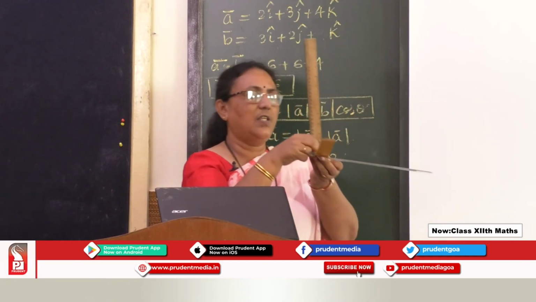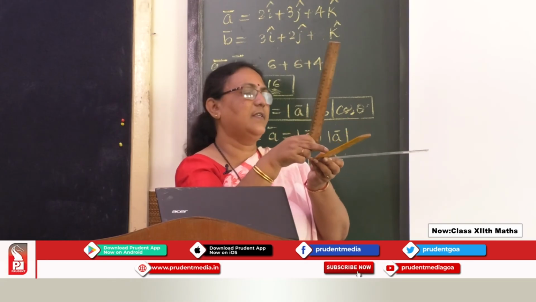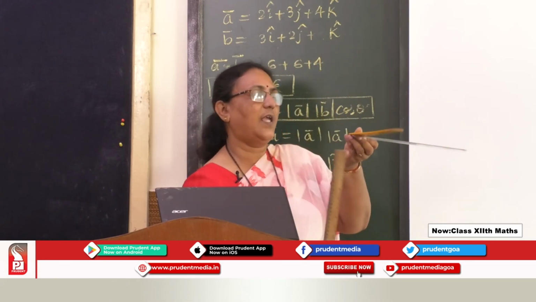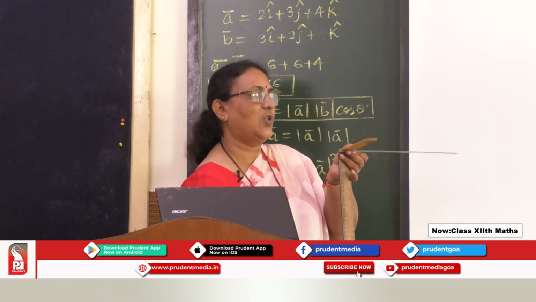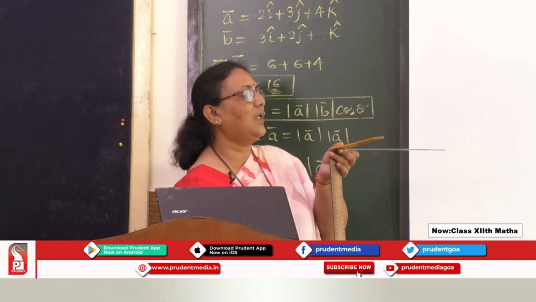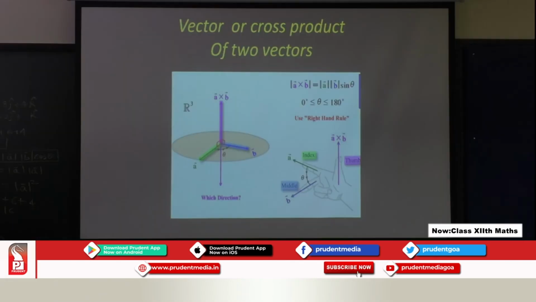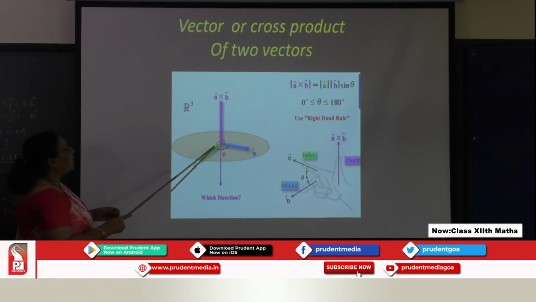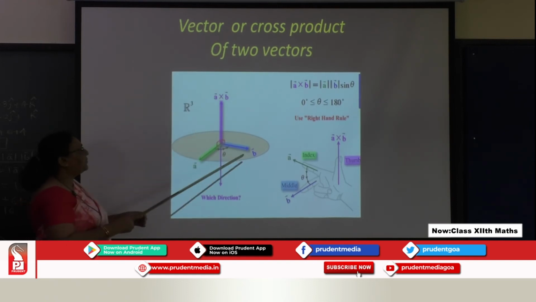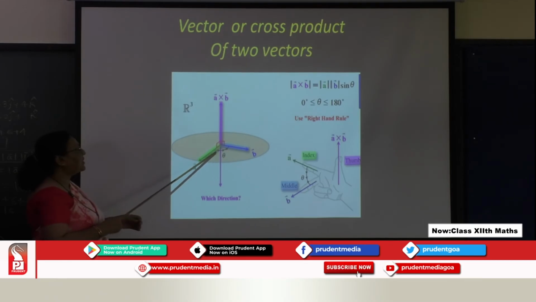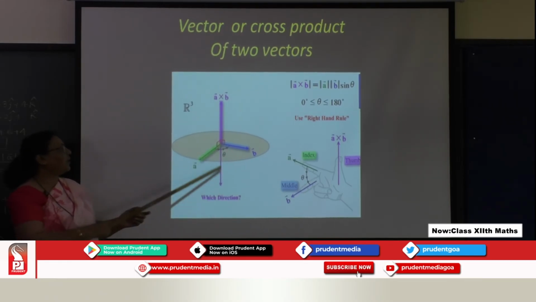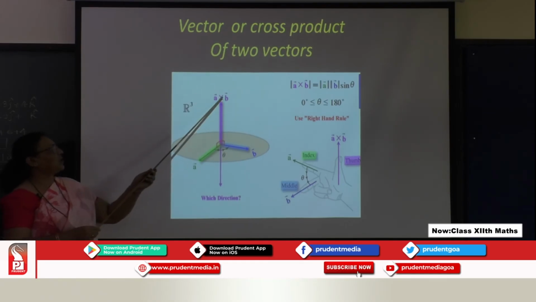So the direction is very, very important. A is here, B is here, then A cross B is like this. Then B cross A you will get like this. So the direction is very important in cross product. See here, vector A cross B is in this direction, and B cross A is down below. For A cross B, the direction is on the top.